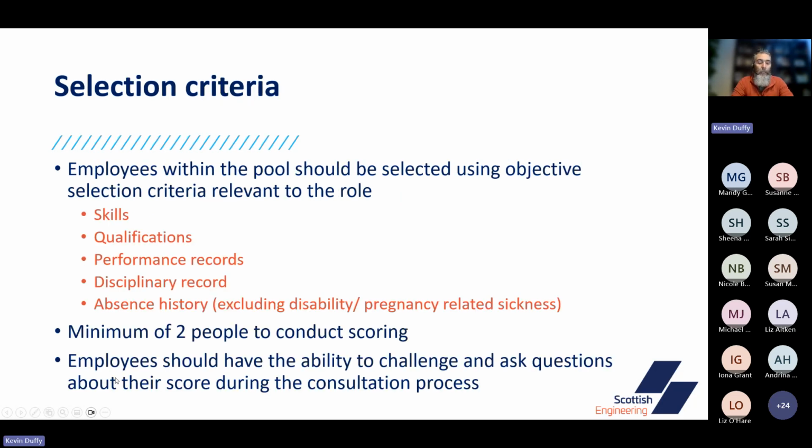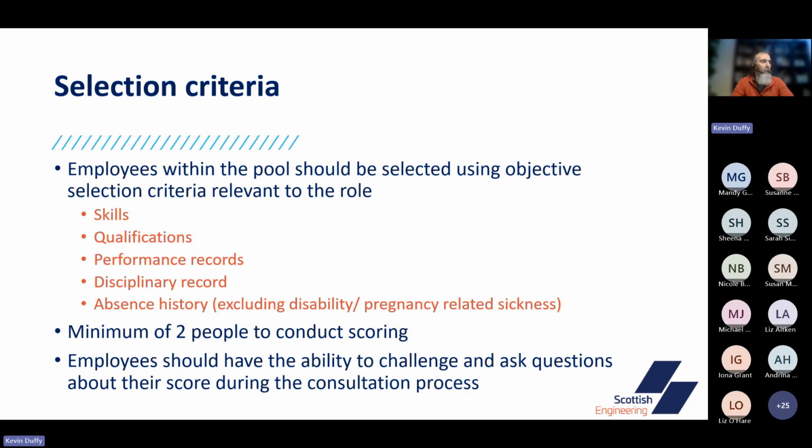So, selection criteria. This only kicks in if there is going to be more than one person within the pool. If it's only one person, it's what's known as a standalone redundancy, and you don't need to consider selection criteria. You just need to make sure that there aren't any other people in that particular pool. So selection criteria is when you have a number of people within a pool, but not all of them are going to be made redundant. And in that case, you need to select between them using objective criteria.